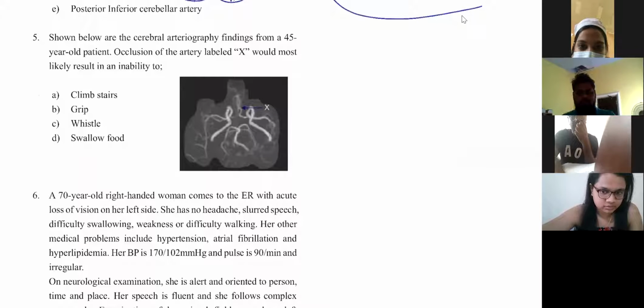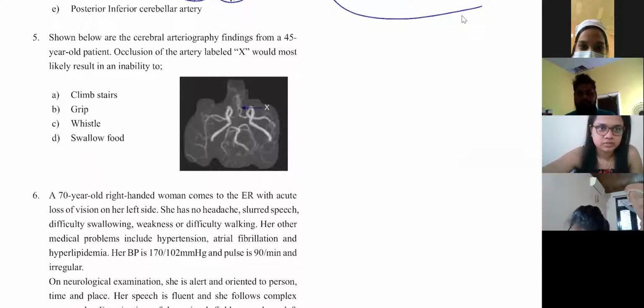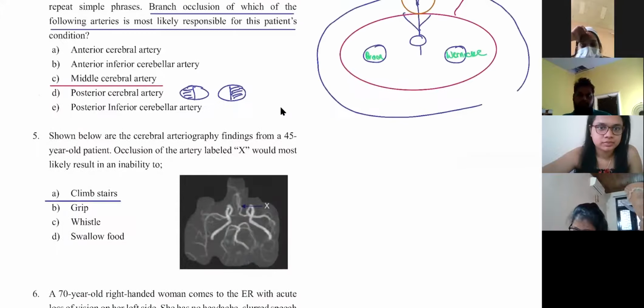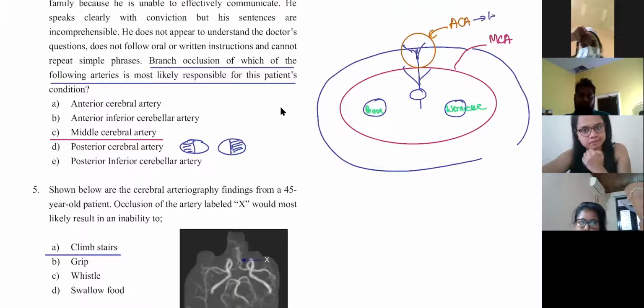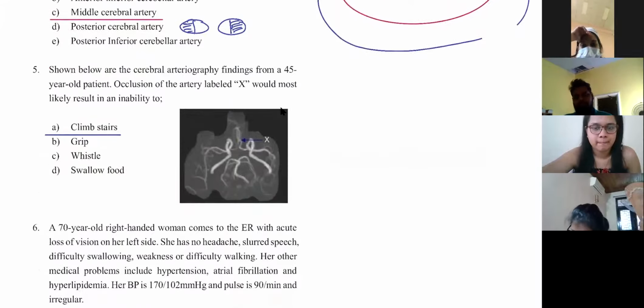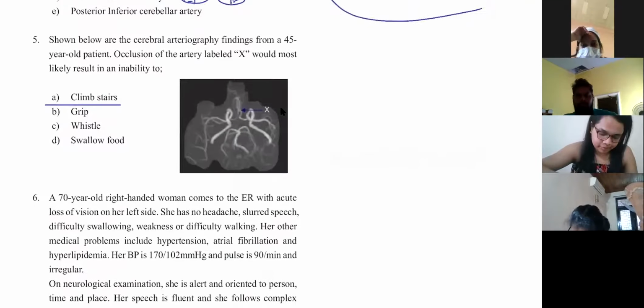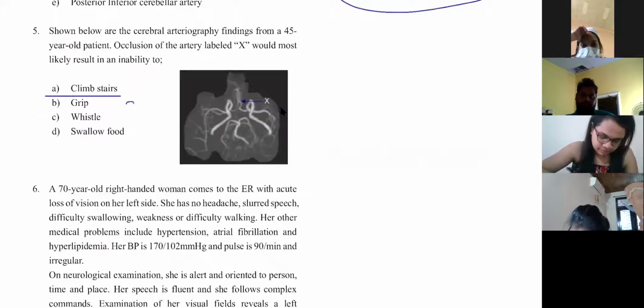This can't be hard, the fifth one. Climb stairs? Yes. Anterior cerebral artery innervates the legs. If the legs can't walk, it causes difficulty in climbing stairs. Okay. Can someone tell me these? Which artery?